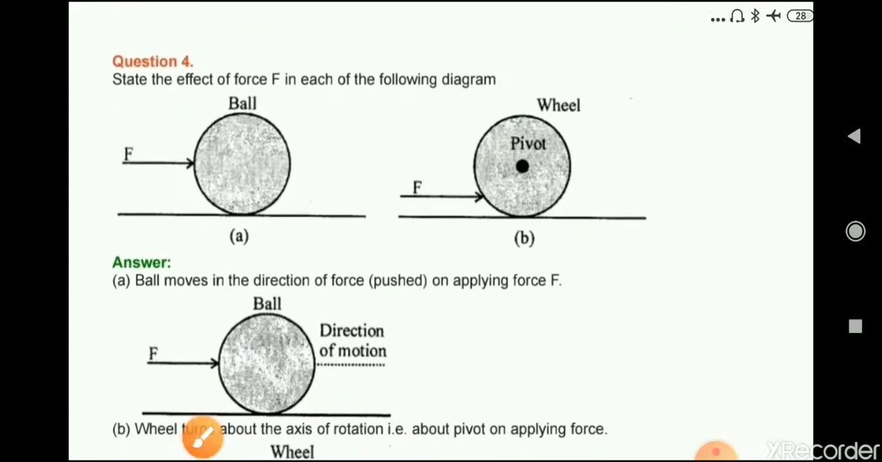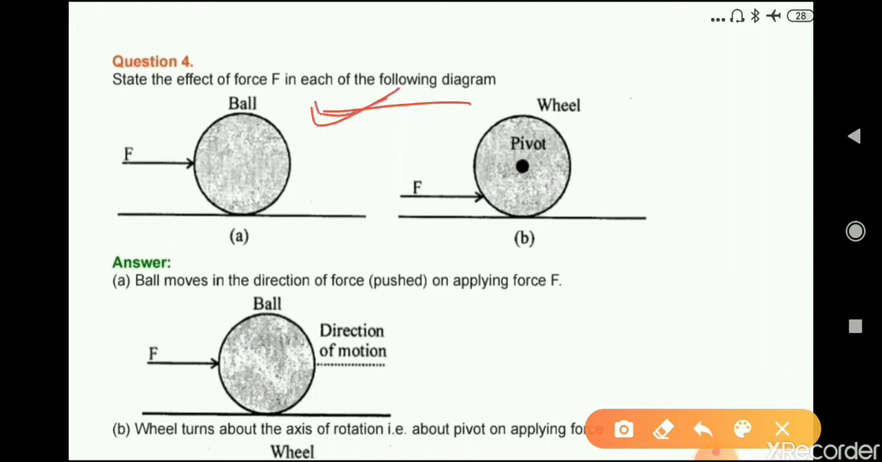State the effect of force F in each of the following diagrams. So you can see a ball in this figure, and in this picture you can see a wheel, and this wheel is pivoted here at the center.